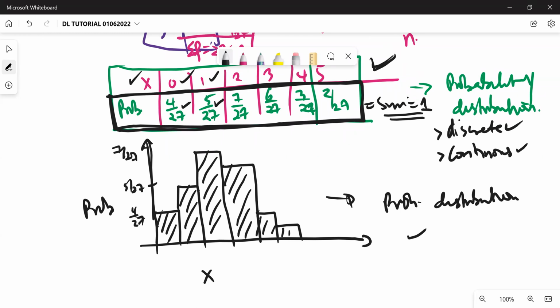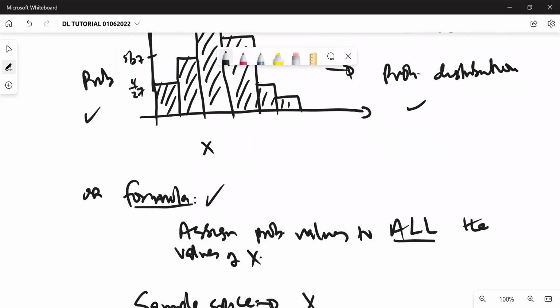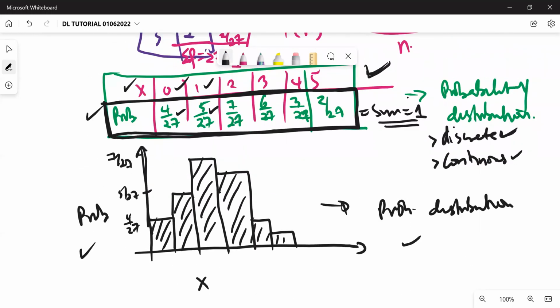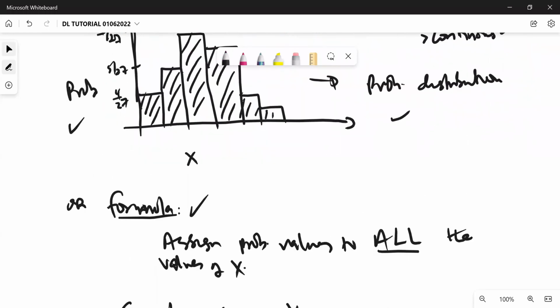You can think about a table like the one we have here, a graph, or a formula. And we have already mentioned that probability distributions are either discrete or continuous, depending on whether the variable is discrete or the variable is continuous.